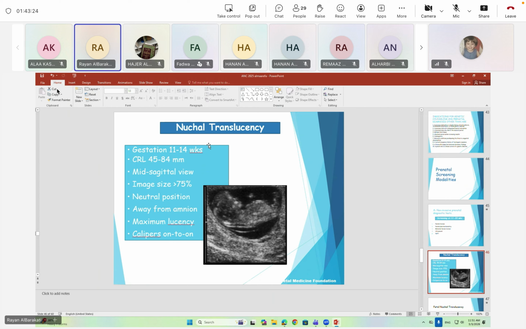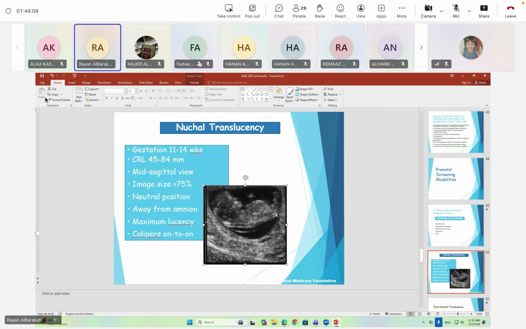And when we talk about the NT, the nuchal translucency, this is done in gestation between 11 and 14 weeks. The CRL should be between 45 and 84 millimeters. The image should have a mid-sagittal view, as you can see in this image. Also, the image size should be more than 75%. The fetus should cover more than 75% of the picture. The neck should be in the neutral position, and the fetus should be away from the amnion, so the neck will not be compressed against the amnion.